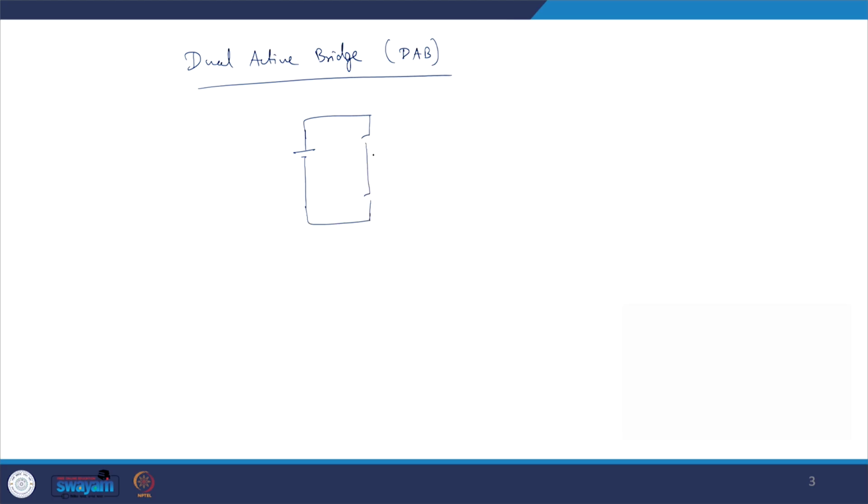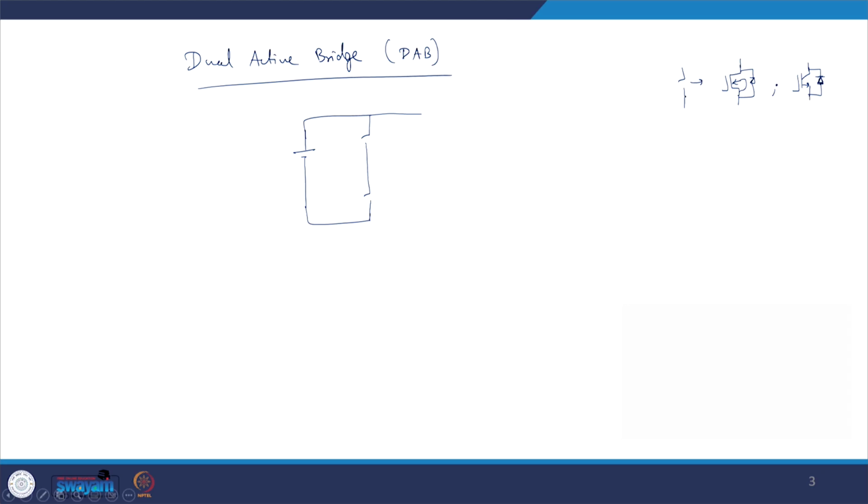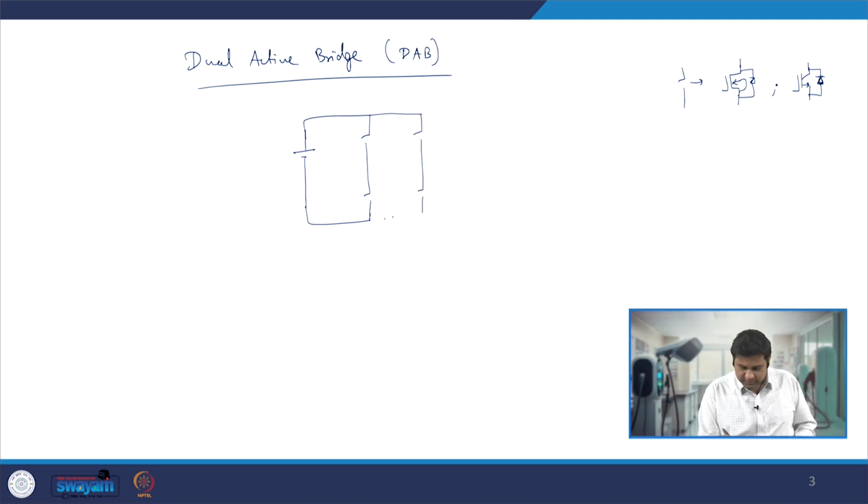I am taking the liberty to draw these generalized switches. This generic switch is nothing but one that can be achieved using a MOSFET with a body diode, or it could be achieved using an IGBT with a freewheeling diode attached to it. So in both ways one can achieve this generic switch which I am drawing over here. So this is the generic switch.